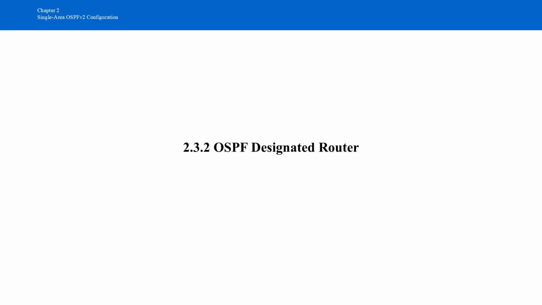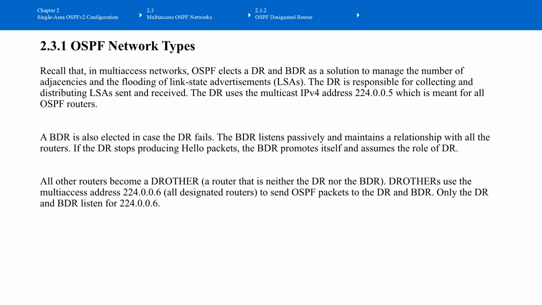2.3.2 OSPF designated router. In a multi-access network, OSPF uses a DR and BDR to reduce unnecessary LSA traffic. The DR, the designated router, is the main router. It collects LSAs from the other routers and distributes them to the network. The BDR, the backup designated router, is the backup. It watches the DR. If the DR fails, the BDR becomes the new DR. All other routers are called DR others.